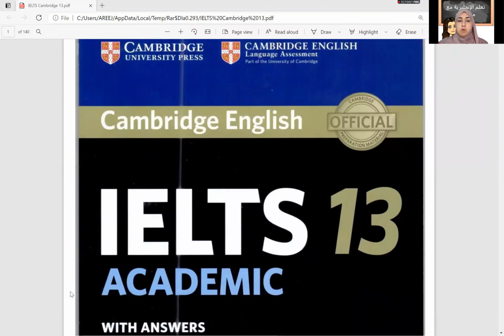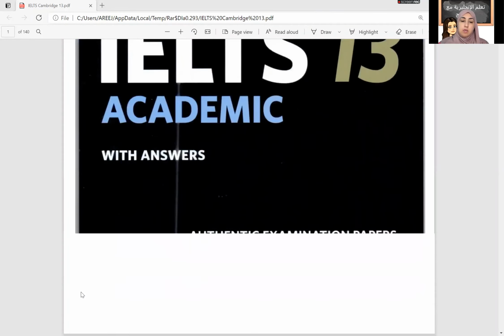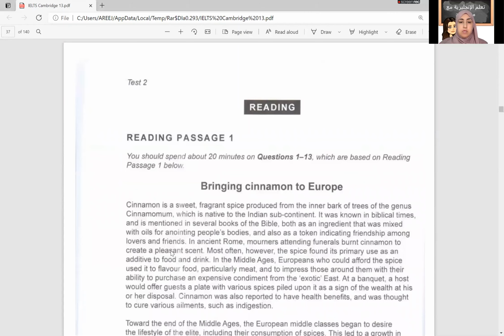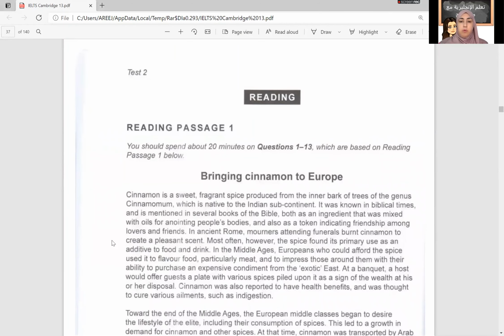This is the book that we're going to answer our questions from, IELTS 13 Academic. And today we're going to go to page 37. We have test 2, reading passage 1.